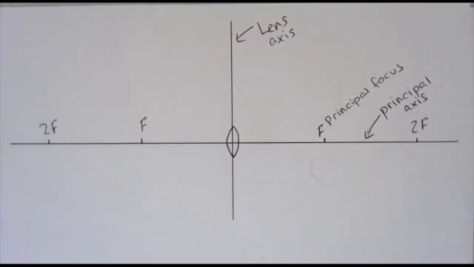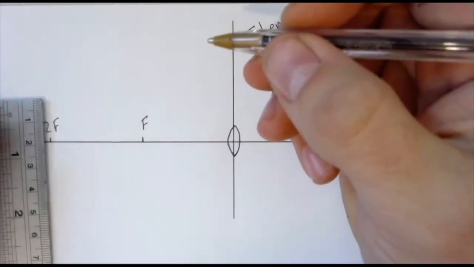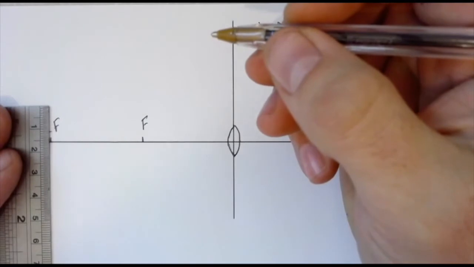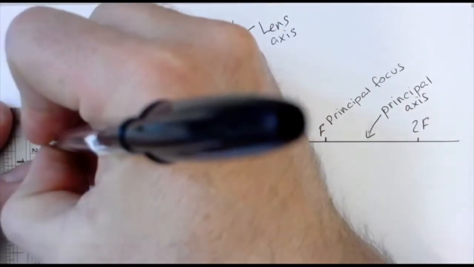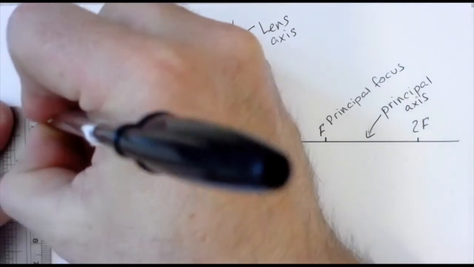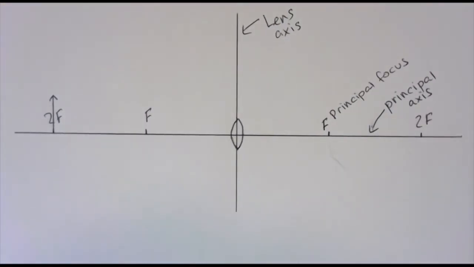We've now got our axes set up and our distances marked up, so we now need to place our object. All we're going to do is draw an upright arrow. I'm going to start by drawing mine at 2F, and I'd like it to be 1.5 centimeters, 15 millimeters, high. That is the object. You can draw something more complicated, but an arrow is fine. I'd always stick to drawing an arrow.